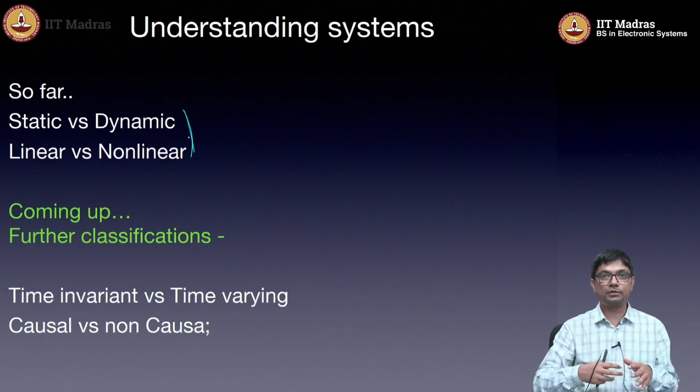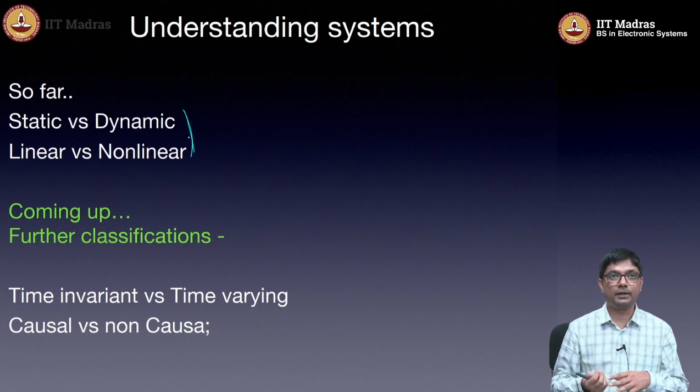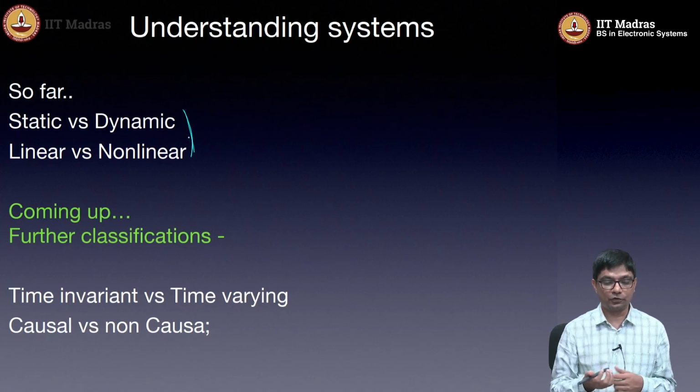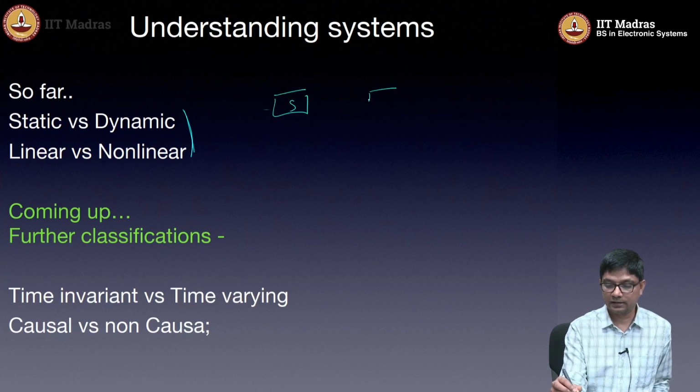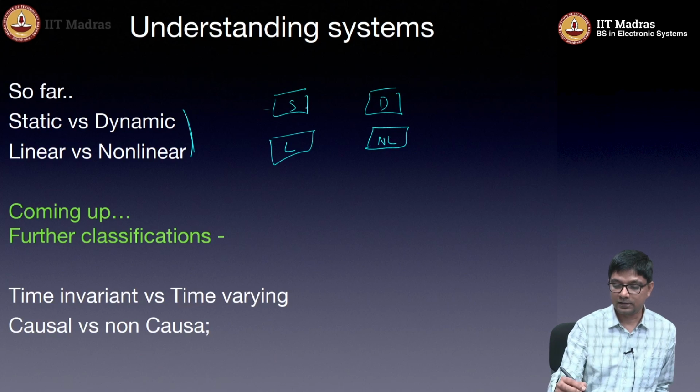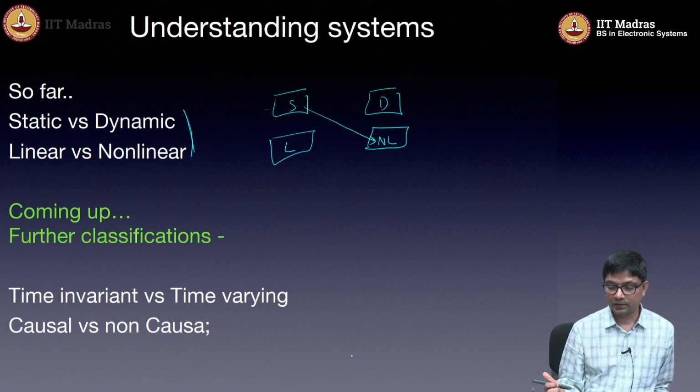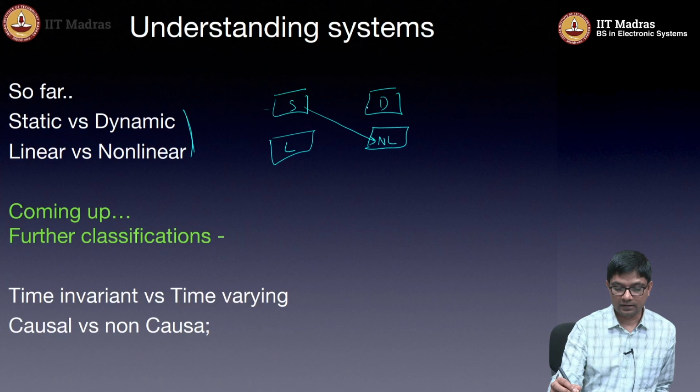So we gave different names now to systems: static versus dynamic, linear versus nonlinear. These are not in different baskets. Suppose in this box there is static, in this box dynamic, in this box linear, in this box nonlinear. There could also be systems which are static and nonlinear, dynamic and linear, static and linear, and dynamic and nonlinear.